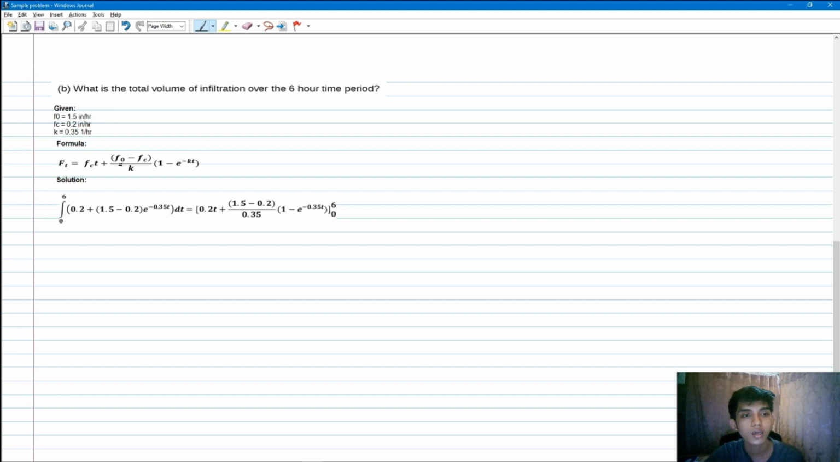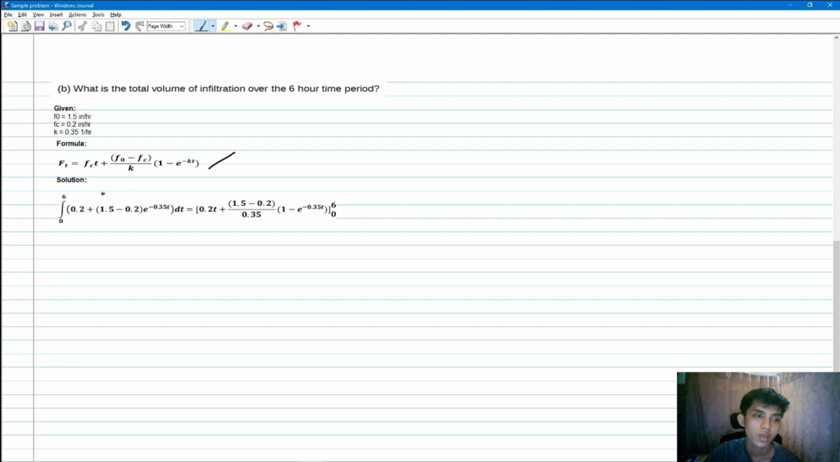Our formula is F sub T, or this is the formula to get the infiltration volume. F sub T is equal to F sub C times T plus (F naught minus F sub C) over K times (1 minus e raised to negative KT). So to compute for the volume of infiltration, we will use the knowledge that we have in integral calculus, specifically the topic of definite integrals.